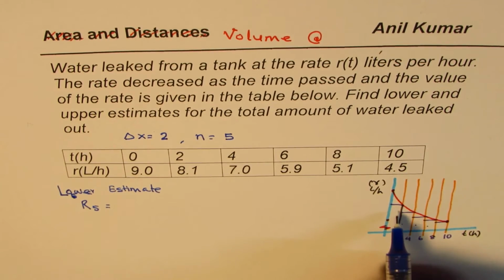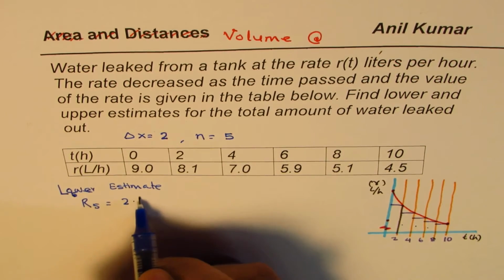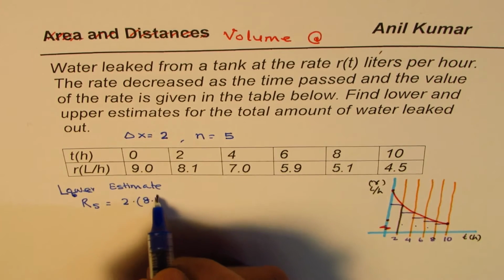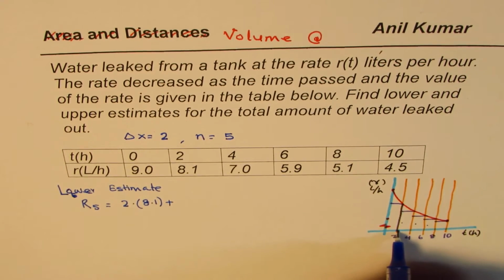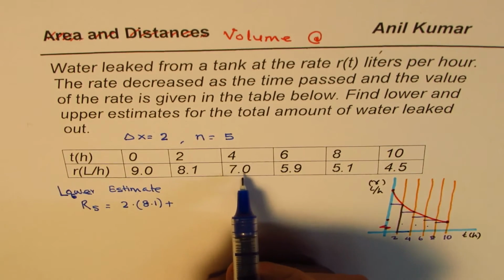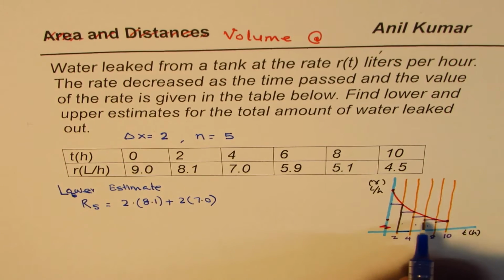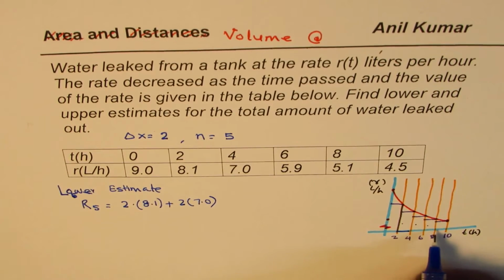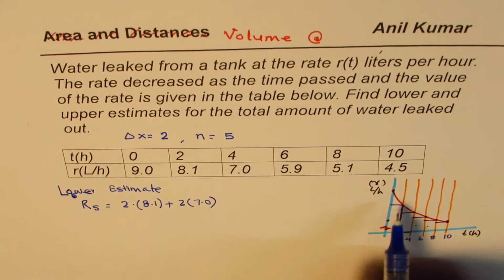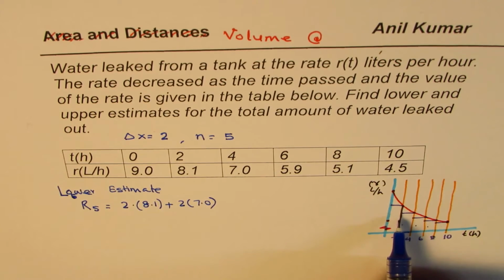So we could write the area of the first rectangle as 2 times, let me write in brackets, 8.1, correct? Plus the next rectangle, this is 2 and the height is 7.0, so we can write this as 2 times 7.0. So we're basically taking the right side to find the area of each rectangle, and since the rate is dropping, as you can see in the graph, the right side of the rectangle gives us the lower value of the amount of water leaked, correct?